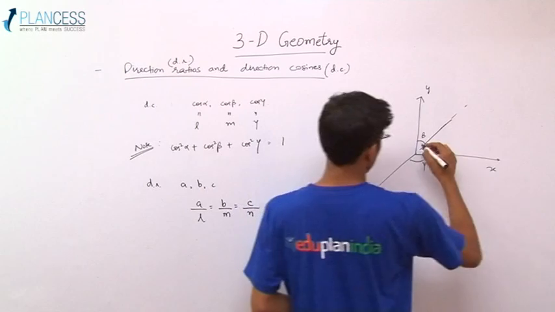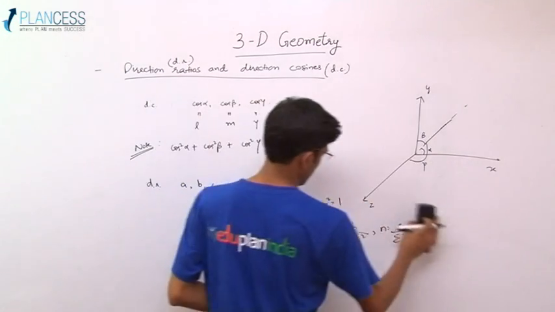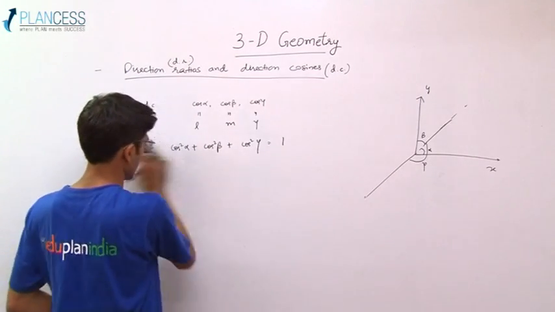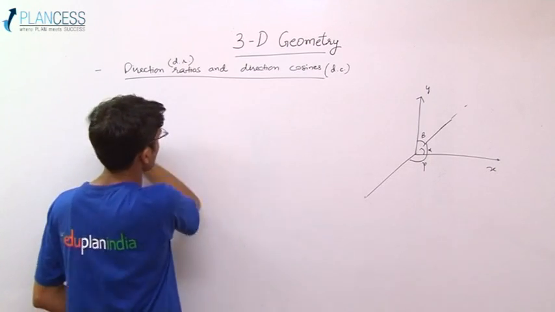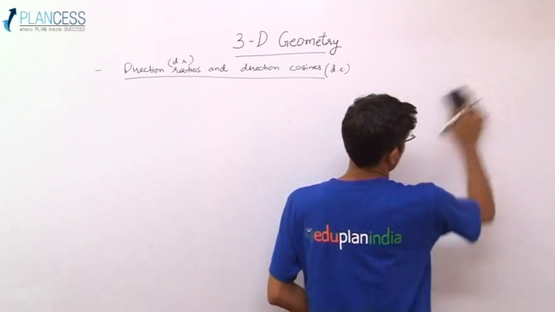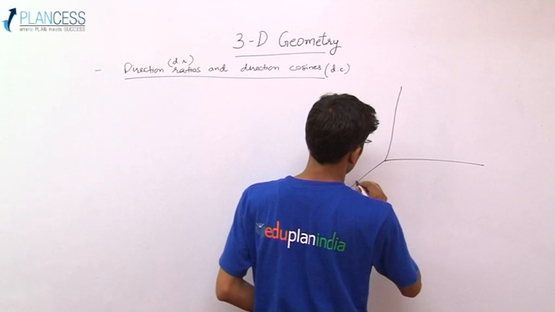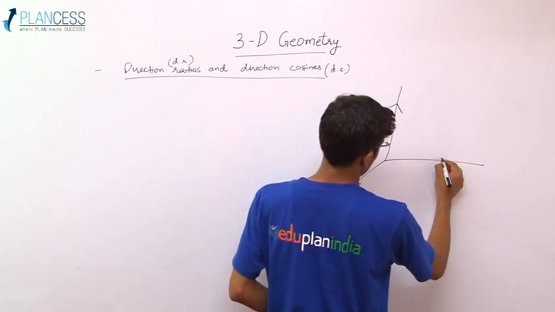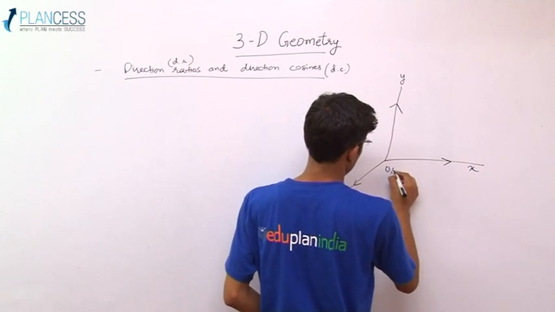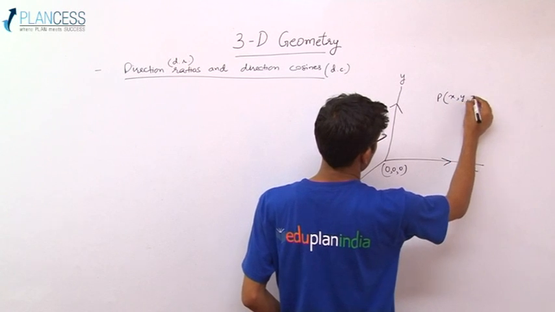Also, say we have a point (0, 0, 0). We have a point P, say (x, y, z).